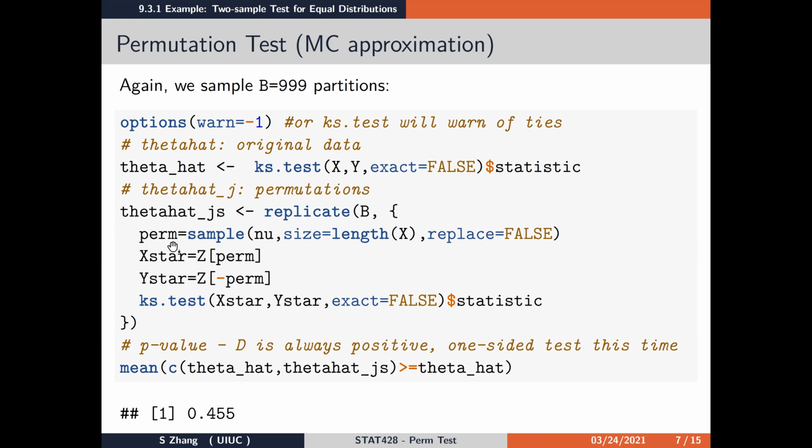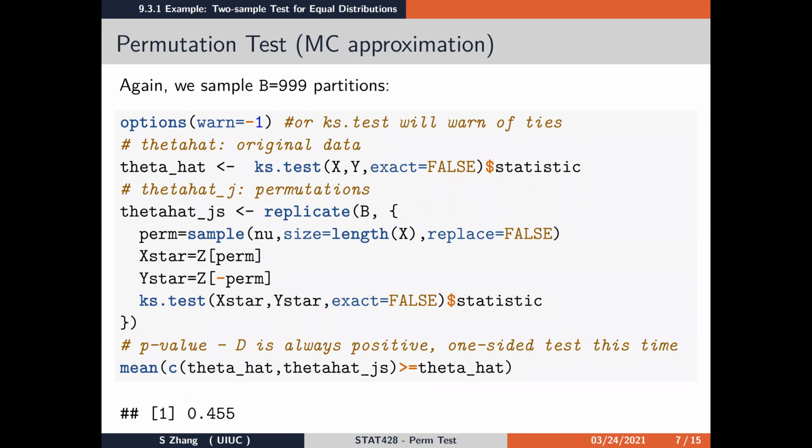We first sample without replacement a total of 14 elements from the index set new. And then our X star will be the elements in Z that correspond to the sampled elements, and the Y star is going to be the remainders. Then we perform the KS test on X star and Y star, but instead of looking at the p-value here, we extract the statistic, that is our theta hat J. Our theta hat evaluated at this particular partition X star and Y star.